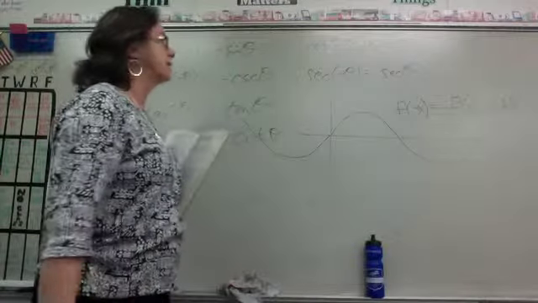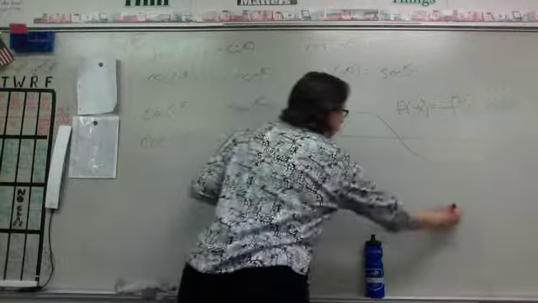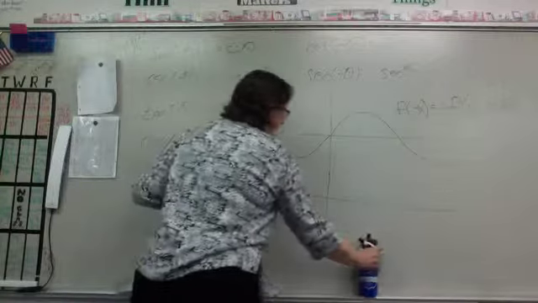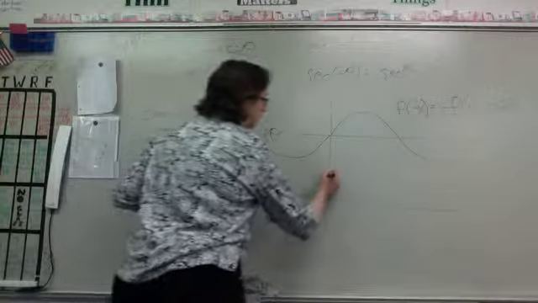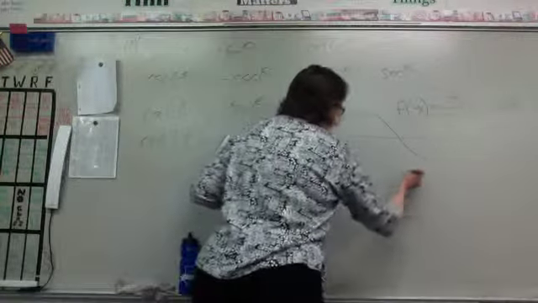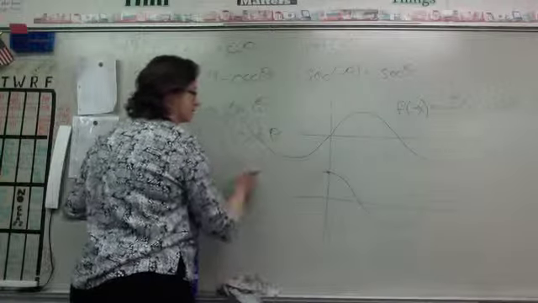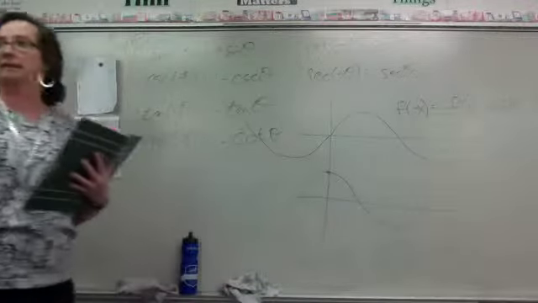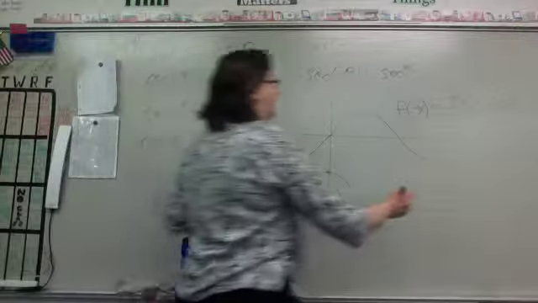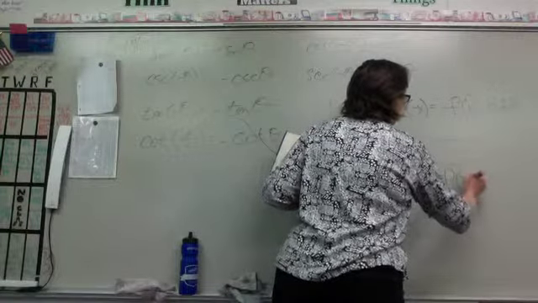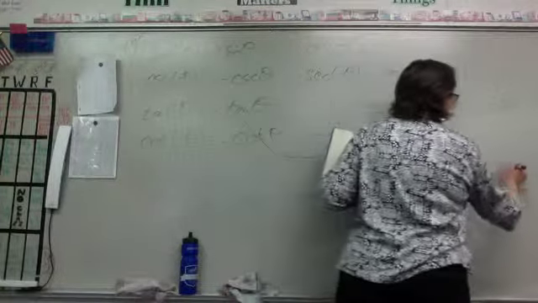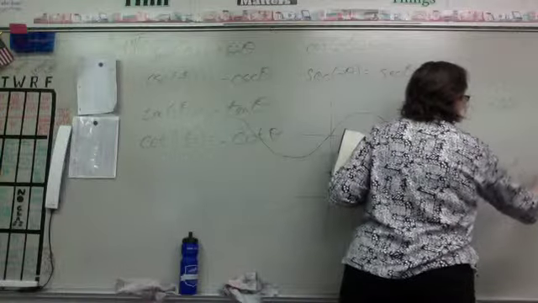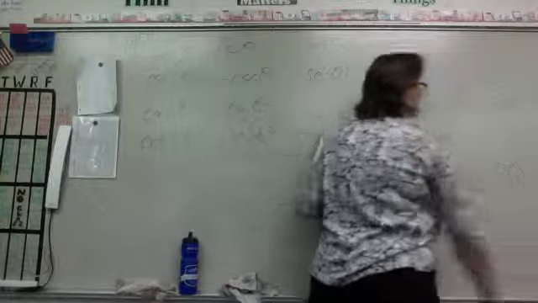All right, so then we talked about the even function. The cosine is an even function, and even functions look the same on each side of the axis. There's a symmetry about the y-axis in an even function. And an even function is f of negative x is the same as f of x. That is an even function.